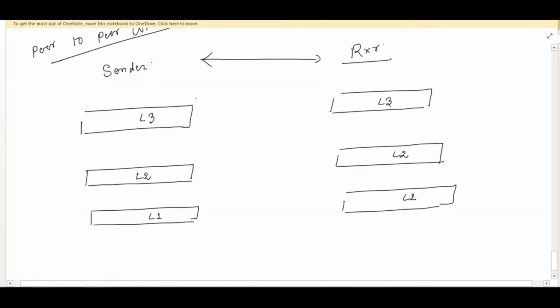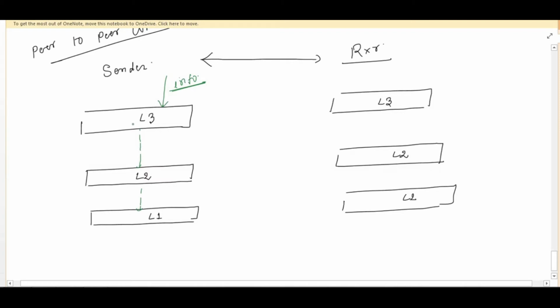Now, how will the sender device communicate with the receiver through these layers, and how will the information be processed layer to layer? Suppose the sender has to transmit some information, say info. Layer 3 receives this info from the higher layer, then Layer 3 sends it to Layer 2, and Layer 2 sends it to Layer 1. How? When any layer receives information from a higher layer, each layer has its own functionality.